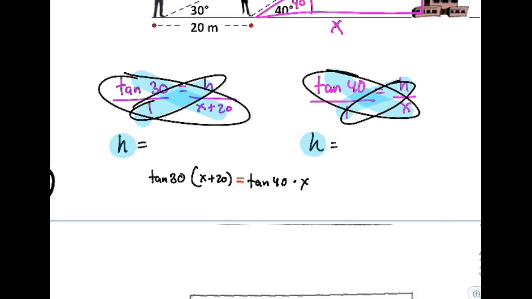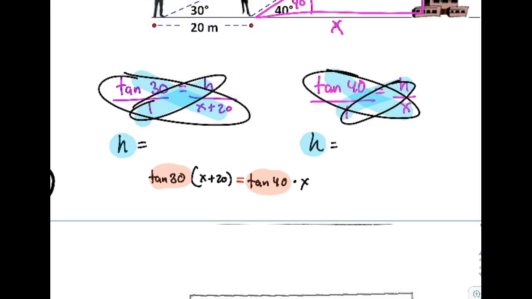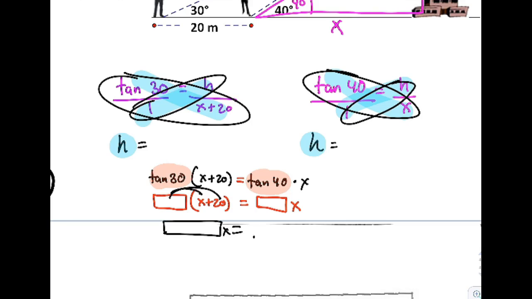And here's where we exchange tangent of 30 and tangent of 40 for decimals. So it's going to be some decimal times x plus 20 equals some decimal, whatever tan 40 is, times x. Once you find out this decimal on the left, you have to distribute. So you'll get something here with an x. You'll solve for x by moving all your x's together. And remember, when you get this far, you're not done.